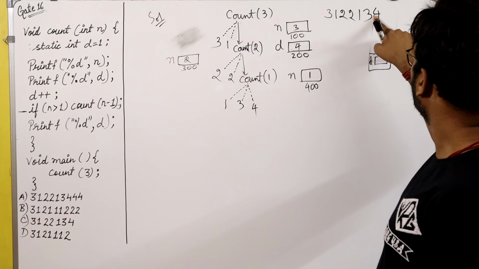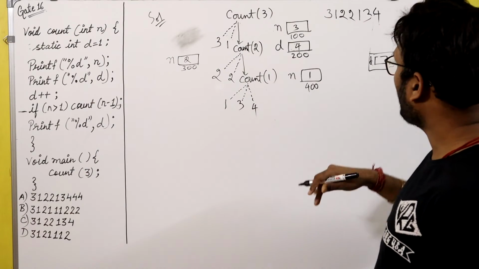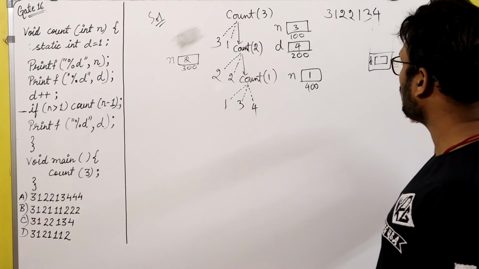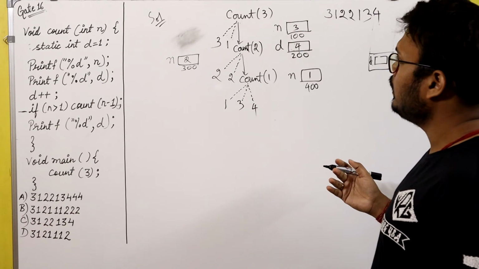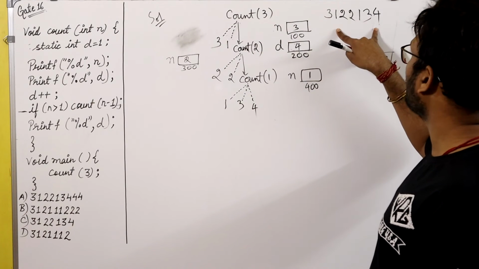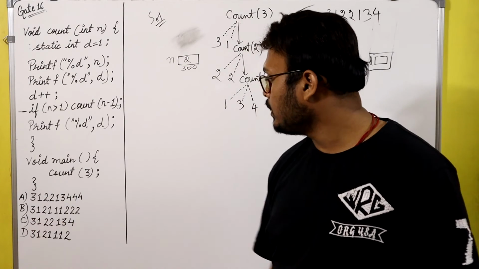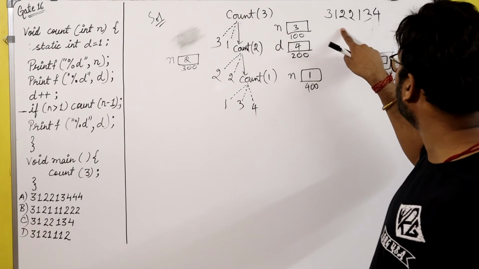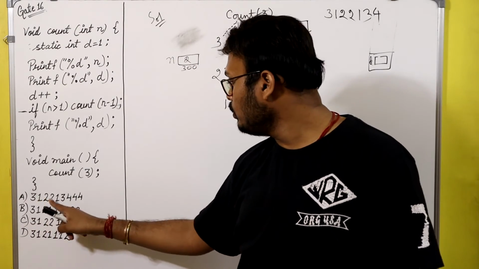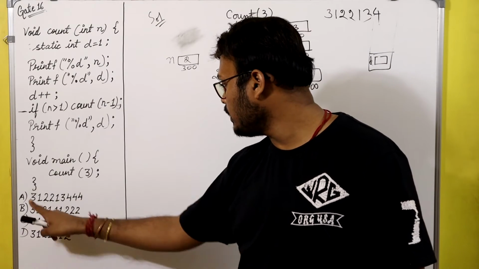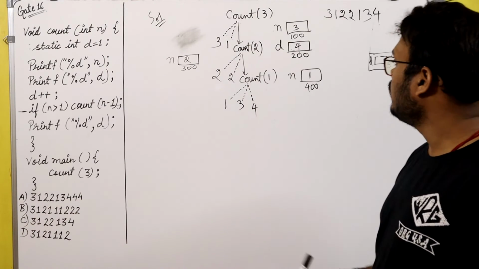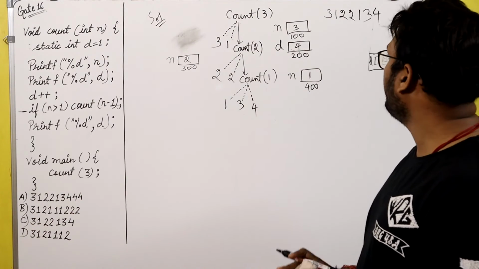You see here, I have not solved the question completely, but after solving just half of the question, you can guess that option A is correct. Because 3, 1, 2, 2, 1, 3, 4 is present only in option A. So option A is correct. But okay, let's solve it completely.